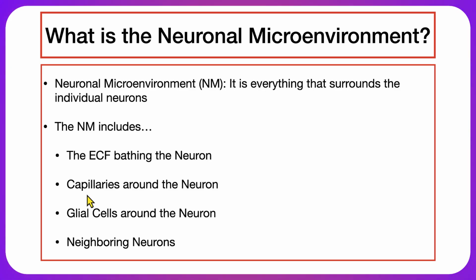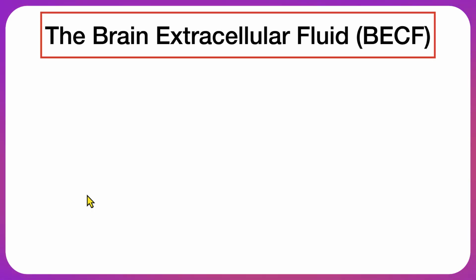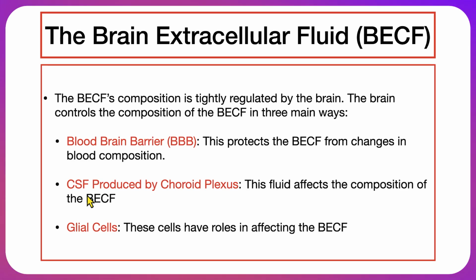So one thing I want to talk about a little bit more in this video is the brain extracellular fluid, which is the extracellular fluid that bathes the neurons inside the brain. The brain's extracellular fluid is going to be tightly regulated by the brain. The brain is going to control the composition of this extracellular fluid in three main ways. The first way is going to be through the blood-brain barrier. This is going to protect the brain ECF from changes in blood composition.